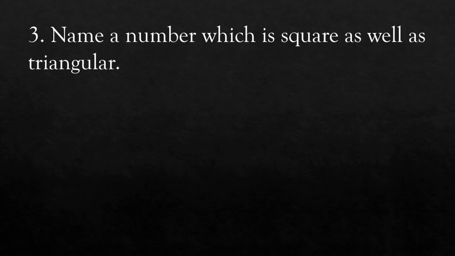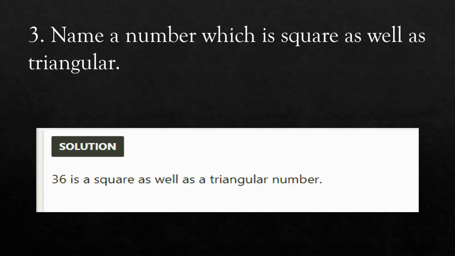Question number 3. Name a number which is square as well as triangular. So students, there is only one number which is square as well as triangular. So that number is 36. So 36 is a square as well as triangular number.